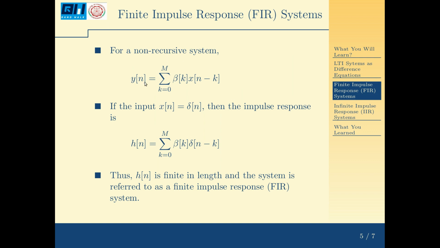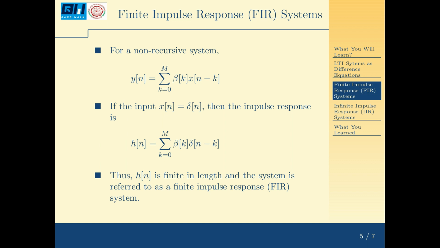For a non-recursive system, you have y[n] equal to the sum from k equals 0 to m of beta k, x[n minus k]. Now, suppose this x[n] is a delta[n], that is, if I am launching a unit impulse into the system, the response h[n] will be the sum from k equals 0 to m of beta k, delta[n minus k]. So you can see that this h[n] is finite in duration. It can have, say, m plus 1 values. Its length cannot exceed m plus 1.